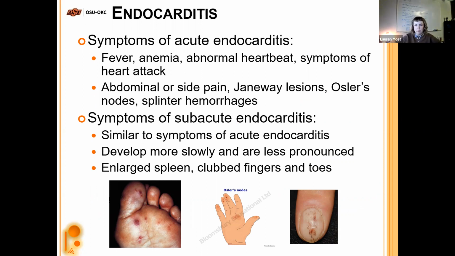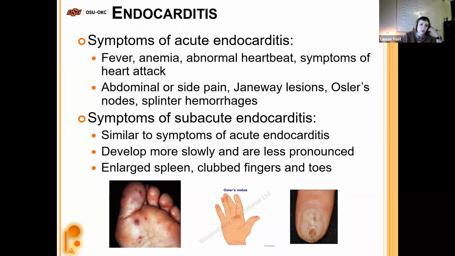We can breed infection, make the area a little bit more friendly to infection when it shouldn't be. All right, so if you have acute endocarditis, symptoms would include fever, anemia, abnormal heartbeat, and symptoms of a heart attack in general could be felt. You might have abdominal or side pain, Janeway lesions, which we can see down below on the bottom left, Osler's nodes, and splinter hemorrhages, which is on the bottom right.